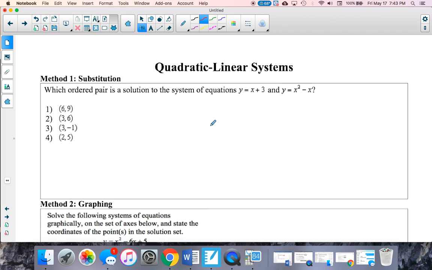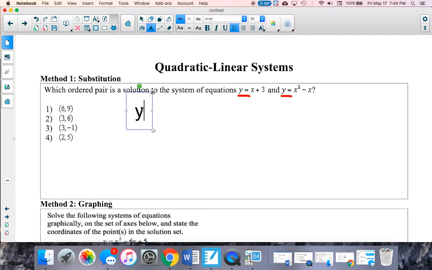Quadratic linear systems. So this one is almost the same thing. Method 1, we're going to use substitution, and that's when you have both equations solved for y. You see how this says y equals and this says y equals? So I'm going to copy down this first equation, y equals x plus 3.